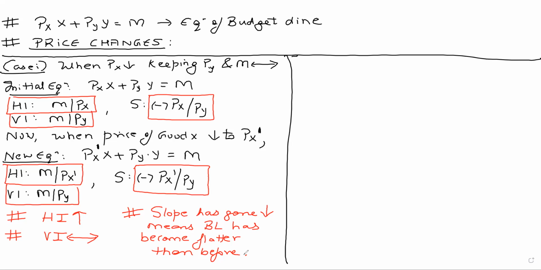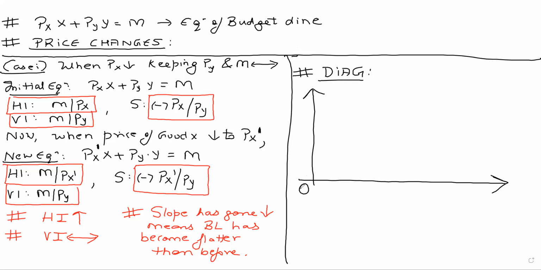Okay, so if you work out the diagram, you can see the diagram on your screens. We have good X on the horizontal axis, good Y on the vertical axis. This is my initial budget line. Horizontal intercept m by px, vertical intercept m by py.